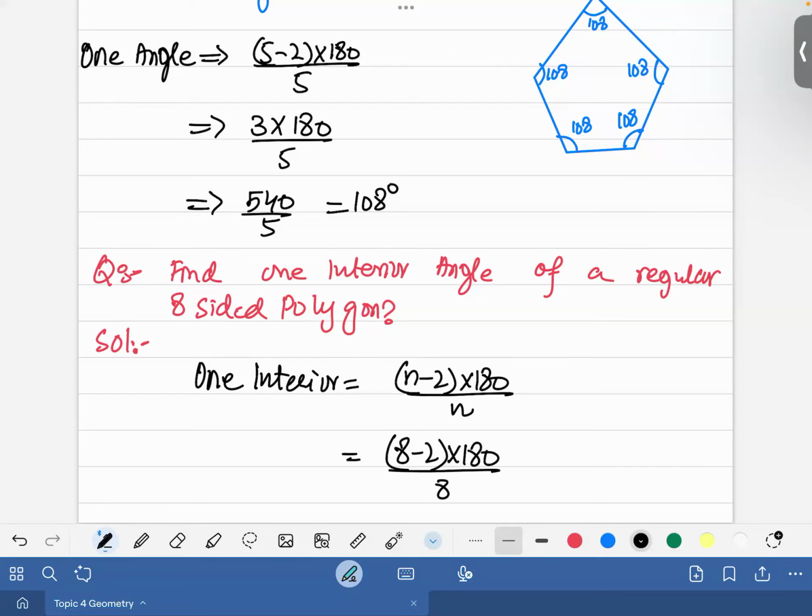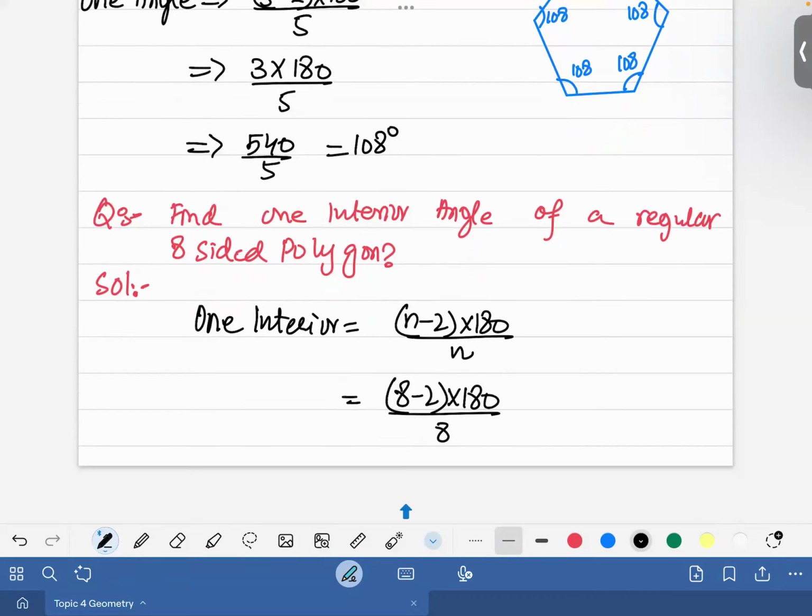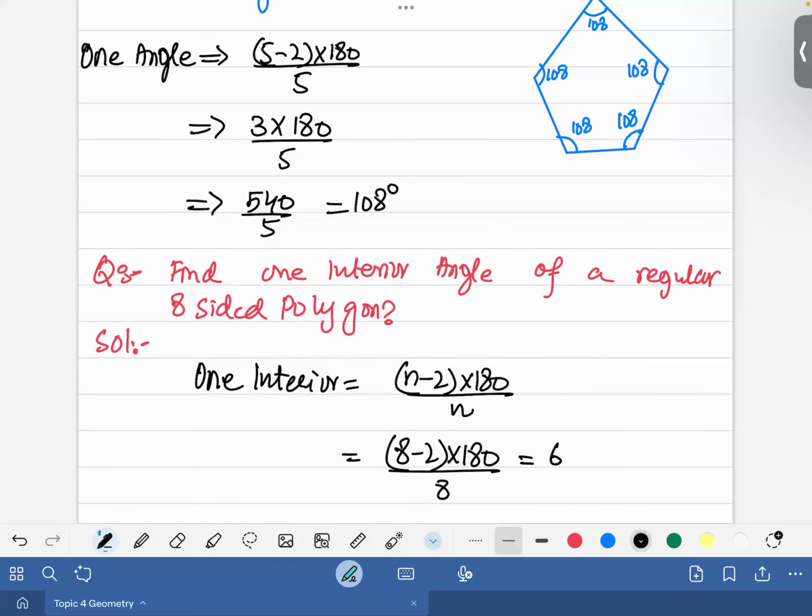And usually this sort of question is in a non-calculator paper. So 8 minus 2 is 6. 6 times 180 divided by 8. So now we know that 6 times 180 would be a bigger number, so we can simplify the question with some cutting here. Agree or not? I can do some cutting with 8 and 6.